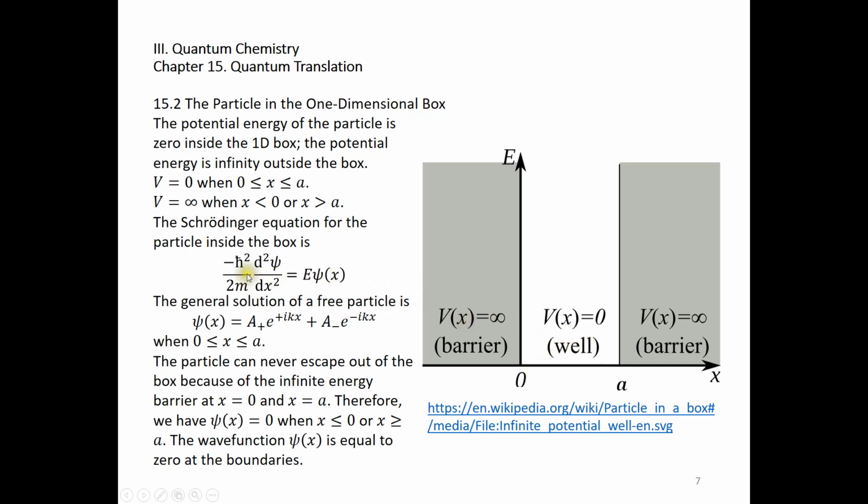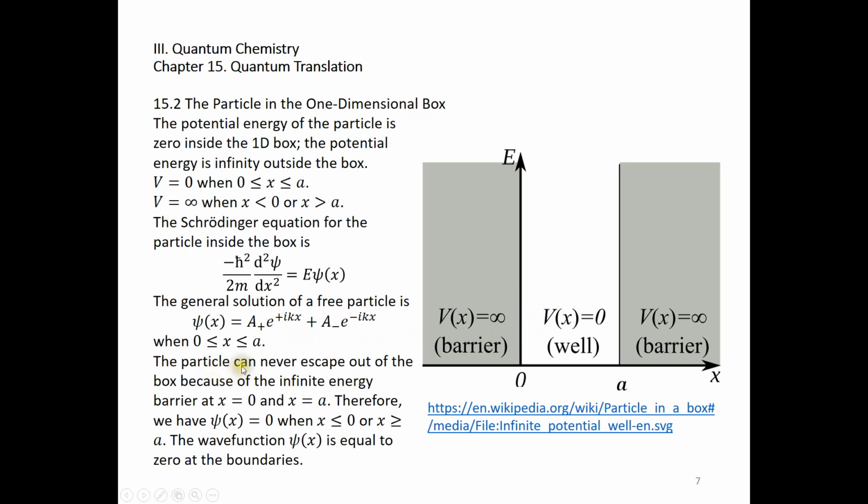In section 1, we have learned the general solution of a free particle is this: a linear combination of e to the power of plus ikx and e to the power of negative ikx. A sub plus and A sub minus are just arbitrary constants. Again, we have this solution if x is between 0 and A. That means when the particle is inside the box. This solution is the legitimate solution for a free particle inside the box.